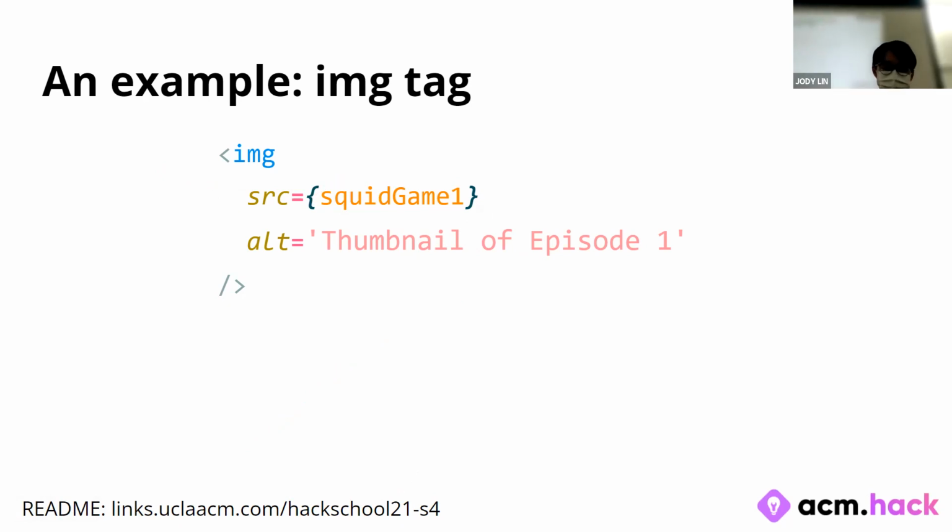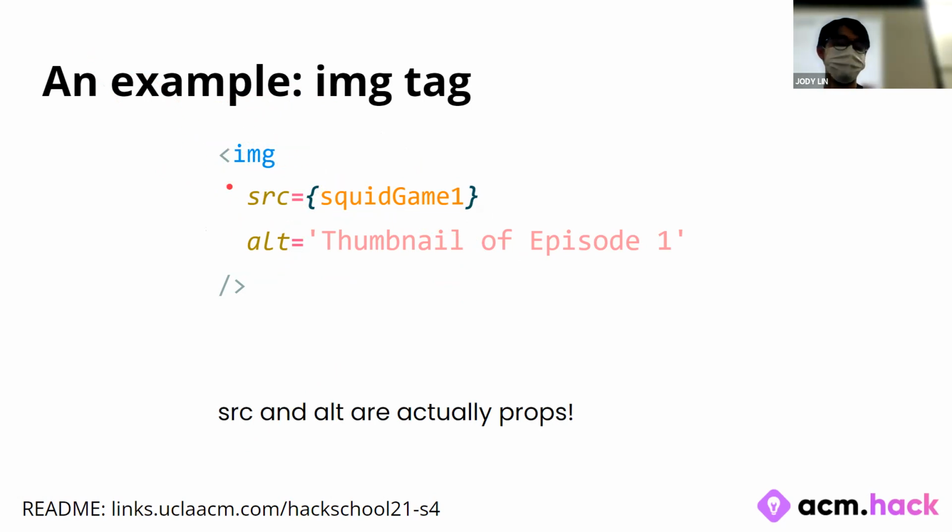Essentially, we're changing the input that we give to this image tag, and the image tag does something different. We didn't tell you, but source and alt are actually props. We can give them to the tag as an input, and the tag does something different based on the input. And I'm going to say this again because this is a really core concept of web development in general, but also React.